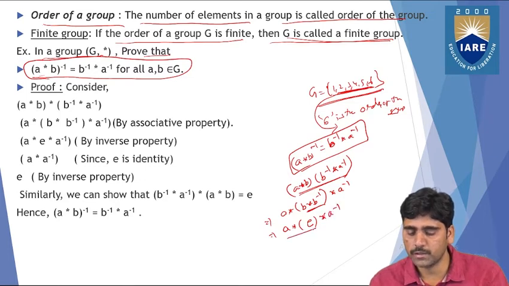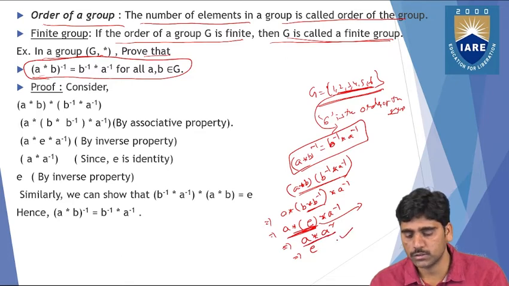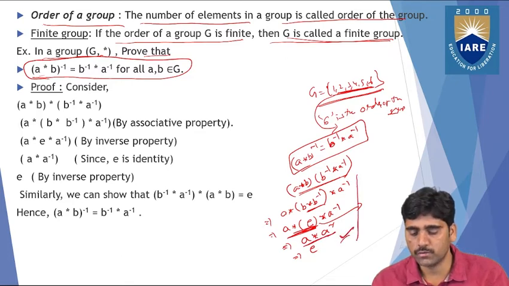So from here, a * e equals a * a inverse. This is from the identity element: a * e equals a by the identity property. Then a * a inverse equals what? a * a inverse equals e. So this is the way you have to prove this from the left side. And similarly, you can prove it from the right side also.